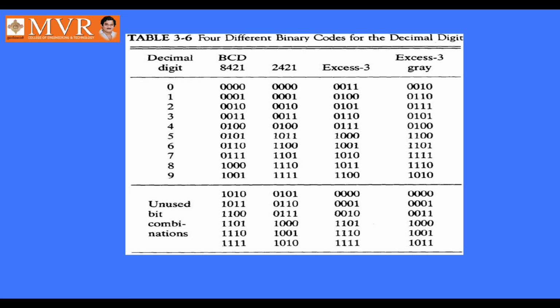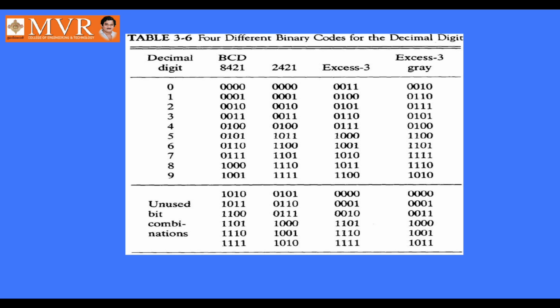If we have a decimal value of 10, its BCD is converted for each digit. For 1, it is 0001. For 0, it is 0000. Like that, BCDs will be there. That's why the remaining bottom 6 values are unused combinations for 8421. In the same way, 2421 also.